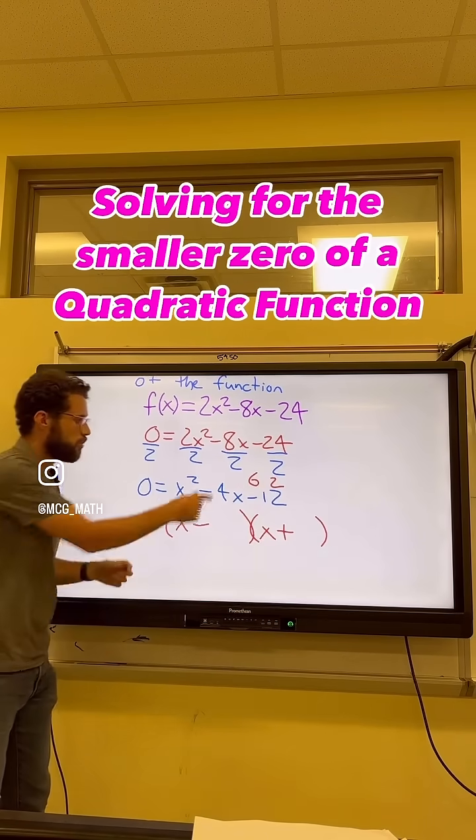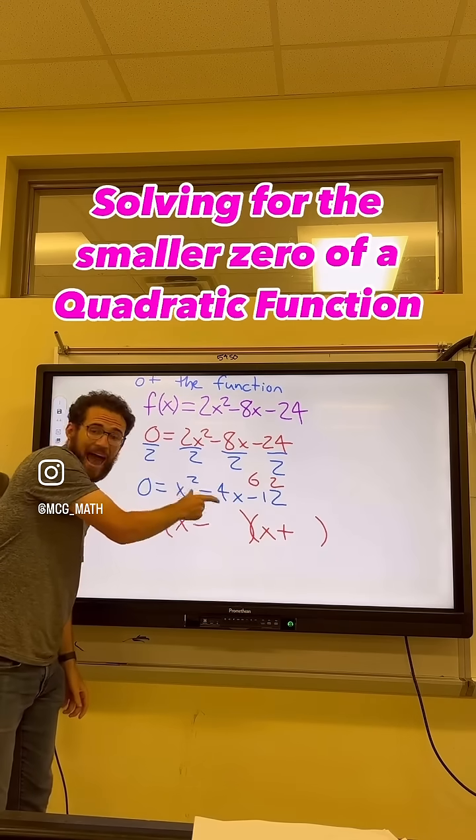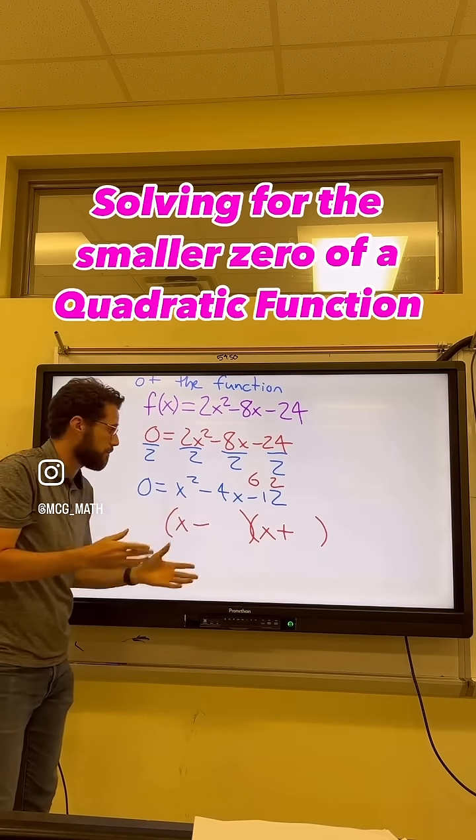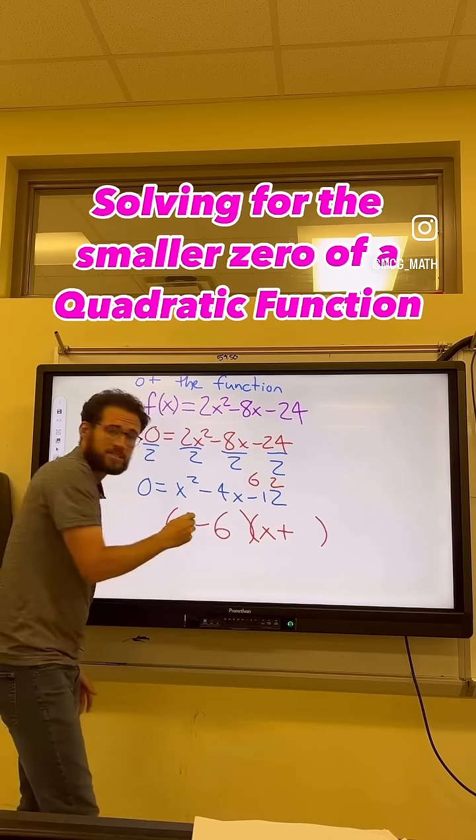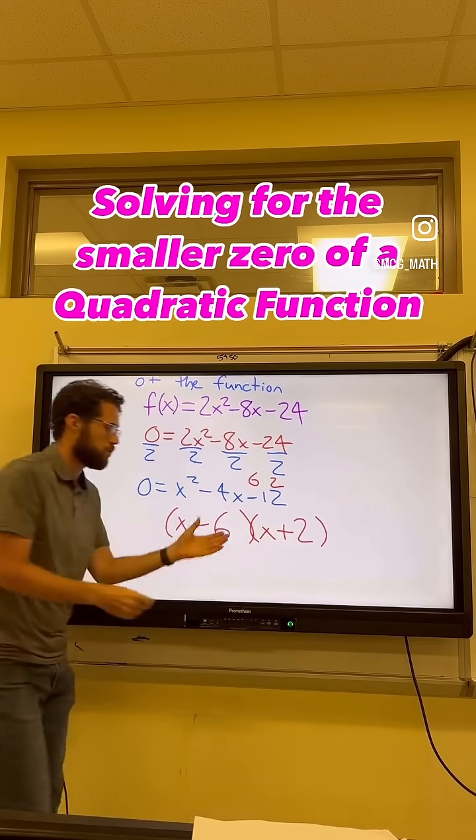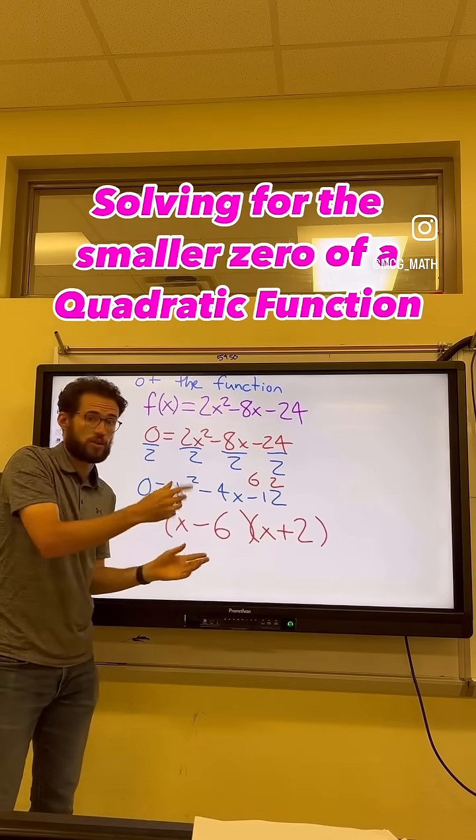And now we have to determine which of them is the negative number. Well, if they add up to a negative, then you want the bigger number to be the negative. Because negative 6 plus positive 2 would give you a negative 4. If you switch those, they would add up to positive 4.